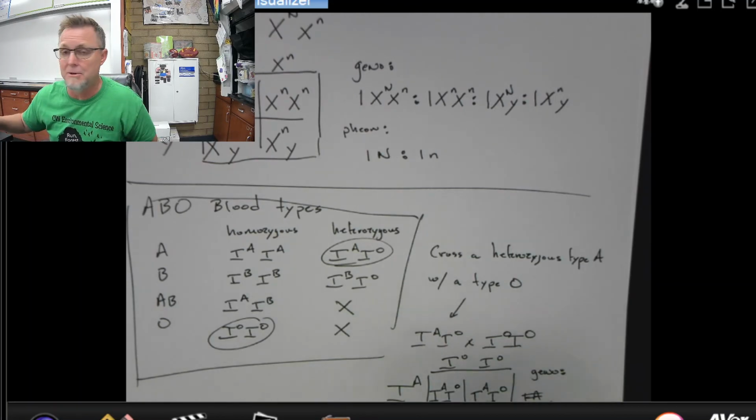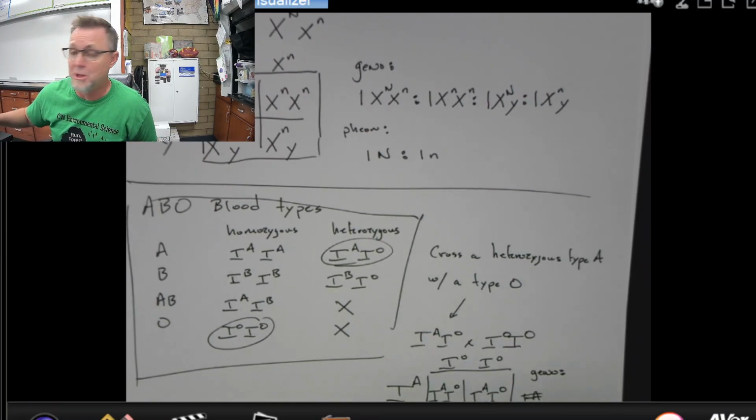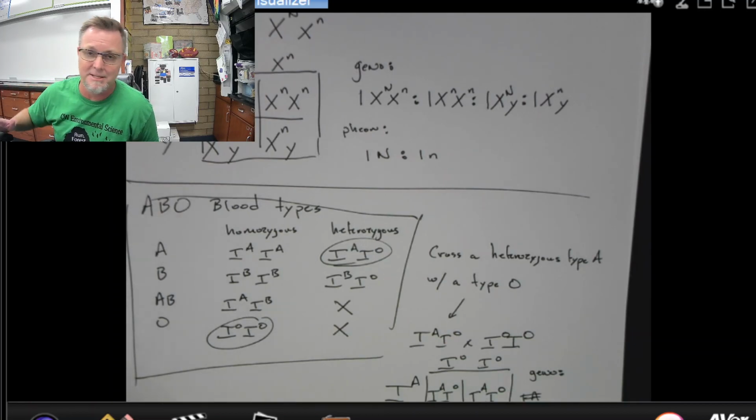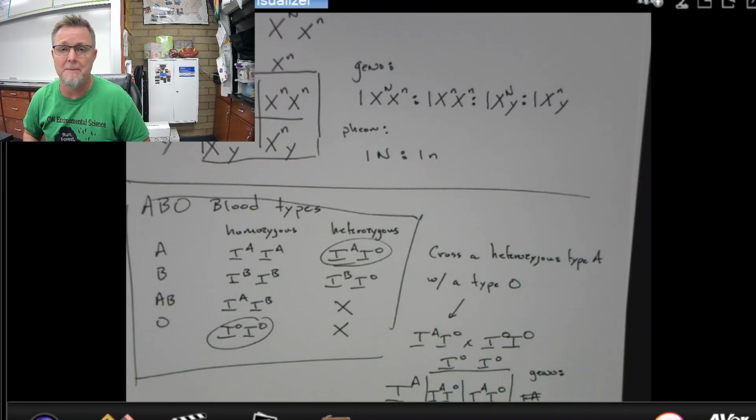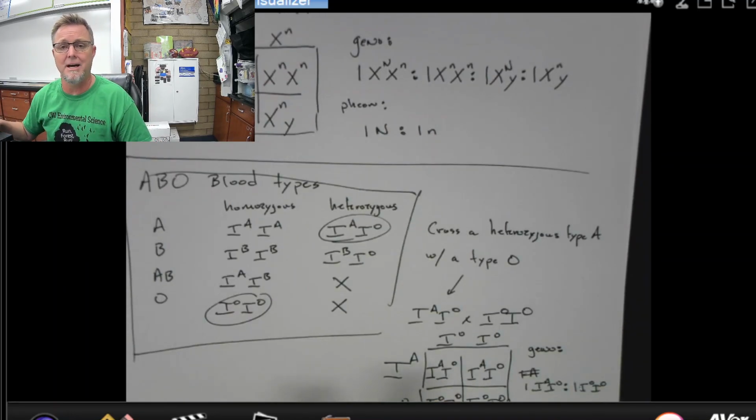You'd have to do a Punnett square to know that if the dad was heterozygous type A and mom was type O, they could only have kids that had either type A or type O blood. So if there was a kid sitting there with type AB blood, then you've got to go, whoa, that kid doesn't belong to those parents.